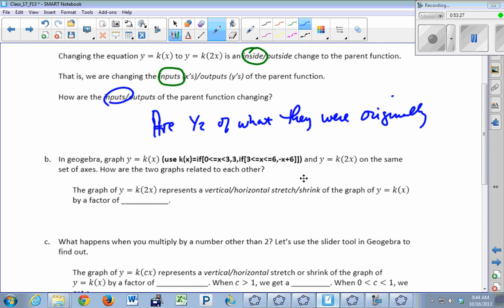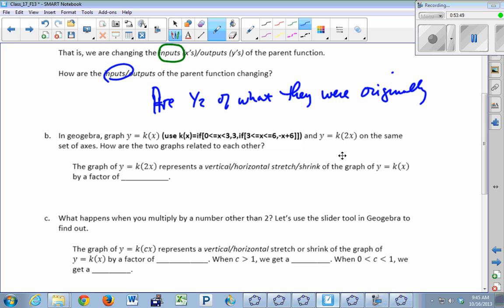If you're ever interested in seeing how you put a step function into GeoGebra, this is K of X as a step function. Notice you put the piece of your domain first. X is greater than or equal to 0, less than 3, then you're the number 3. And if you're between 3 and 6, then you're this function, negative x plus 6. That's how you put a piecewise into GeoGebra.